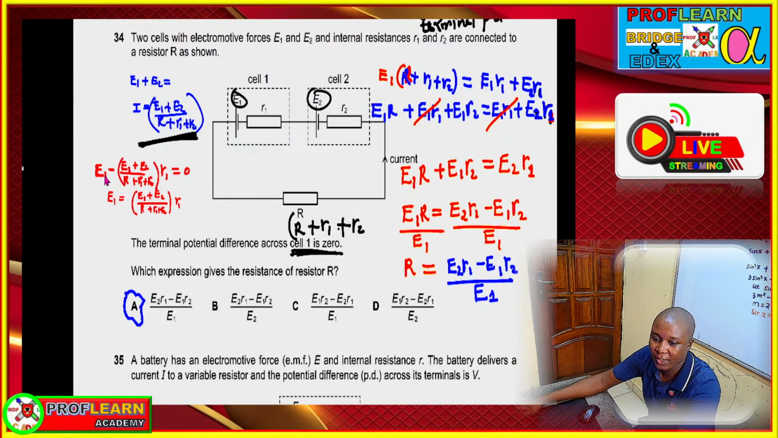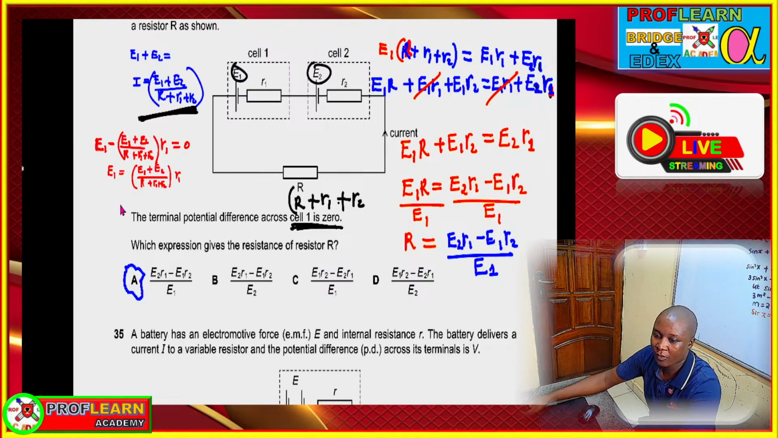So that's why you can see I said E1 minus the current in the circuit times R1 should be equal to 0, because E minus IR should be equal to the terminal PD, but our terminal PD, we are told, is what? The terminal PD is 0. So once you have done that, we have formed an equation.